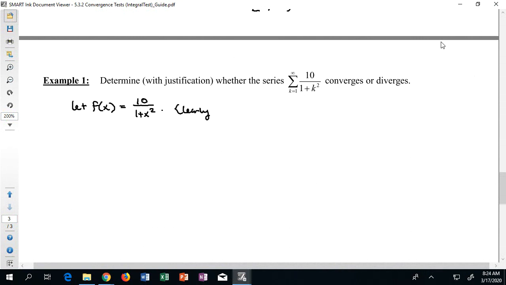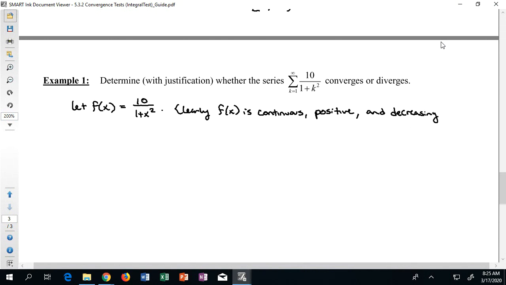I'll say, clearly, f of x is continuous on the interval 1 to infinity, right? I mean, there's nowhere where this function is going to become undefined or have a hole or a gap or a jump. I can also say that this function is very clearly positive, right? The top's positive, the bottom's always positive, the whole thing's always positive. And I actually think it's really easy to state here that this function is decreasing.